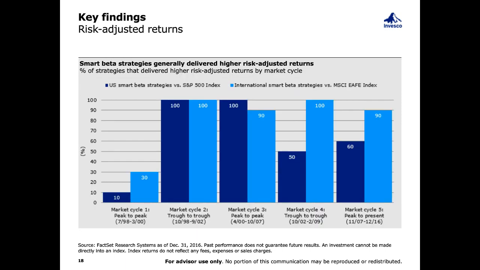This chart shows when considered by market cycle, in every market cycle except the first, the majority of smart beta strategies generated higher risk-adjusted returns than the S&P 500 index or the MSCI EAFE index. To summarize, risk-adjusted returns provide a similar picture to that of performance. Factors generally provide better risk-adjusted returns.